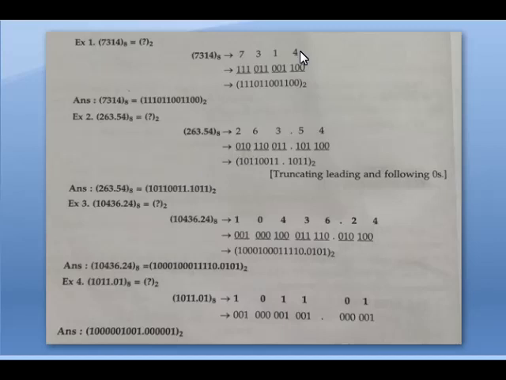So the binary equivalent of 4 is 100. 1 is 001. 3 is 011. 7 is 111. So from the beginning to the end, we have to write the answer: 111011001100. Without space, you have to write the final answer. This is the binary equivalent of the given octal number.